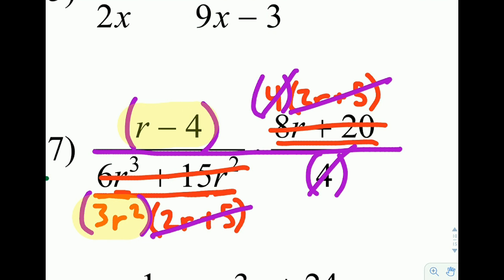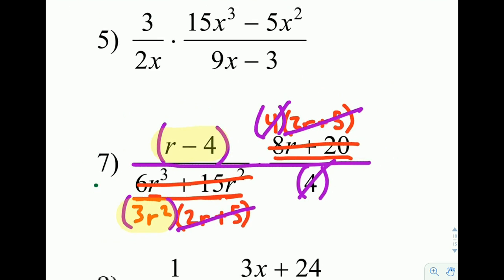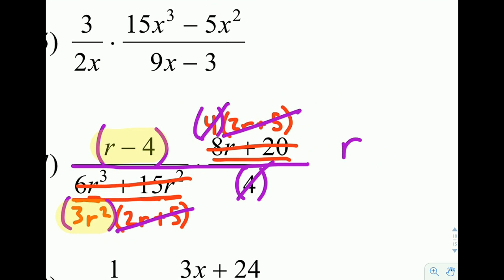Since the r minus 4 is an entire group, it has to be matching an entire r minus 4 group. I cannot go cancel those r's. That is not something I can do. So my final answer is going to be that r minus 4 on top, 3r squared on the bottom.